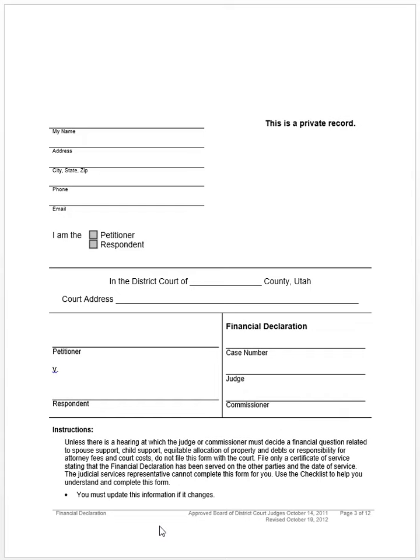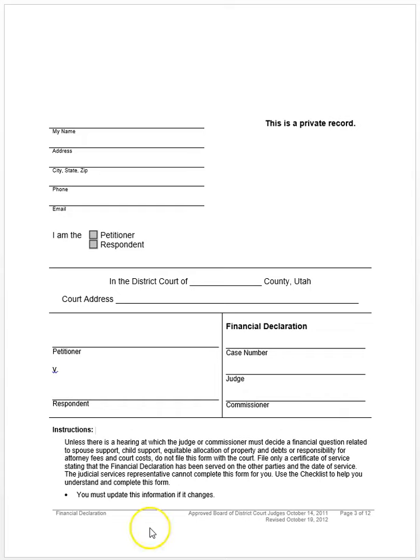The one thing I want to point out with these instructions on page 1 is that you don't have to file this document with the court unless the court commissioner or the judge assigned to your case is going to hold a hearing on financial issues related to spouse support, child support, the allocation of property or debts, and those sorts of financial issues, where having the financial declaration in the court's hands will help it know the facts and make a determination as to what's fair.